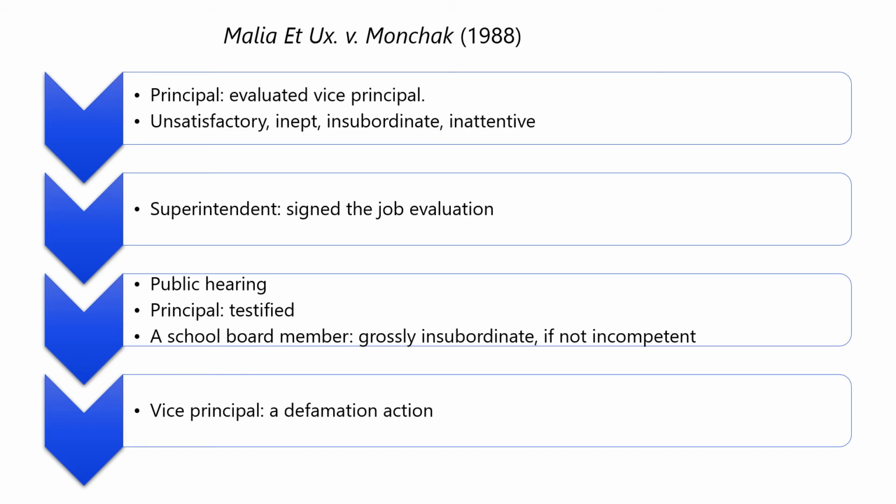In a public hearing regarding the vice principal's employment, the principal testified the vice principal's job performance was inept and unsatisfactory, and a school board member commented that the vice principal was grossly insubordinate, if not incompetent. In this case, the court concluded that the alleged wrongful actions taken by the school principal, the superintendent, and the school board were within the scope of their statutory duties under the school code.